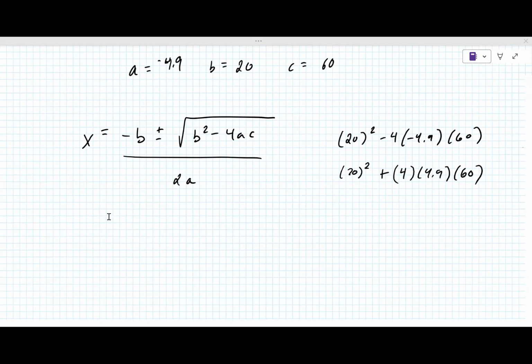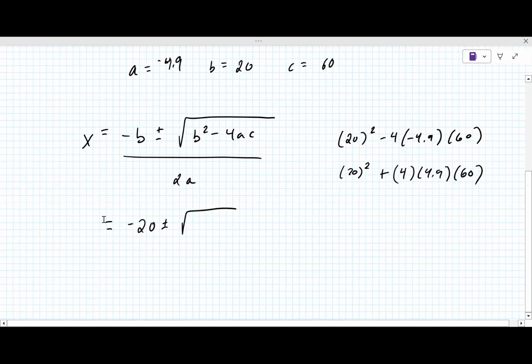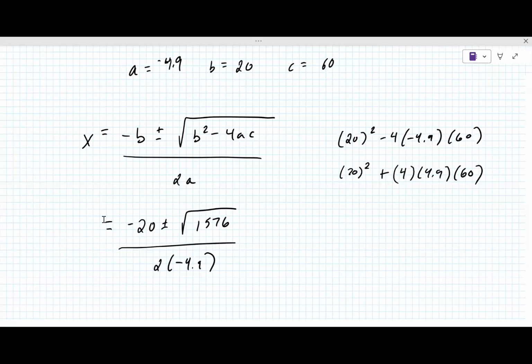So that's the part under the root: negative 20 plus or minus the square root of 1,576 all over 2 times minus 4.9. This is a tough calculation to do, especially if you're doing it one piece at a time. So you really want to find a tool that allows you to do this all together. A lot of students are using a TI-83 or 84. You don't necessarily need that, but you need something with the ability to enter a full expression like this. So I, again, would strongly recommend using that Desmos scientific.